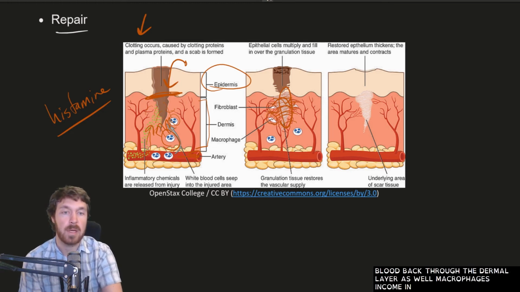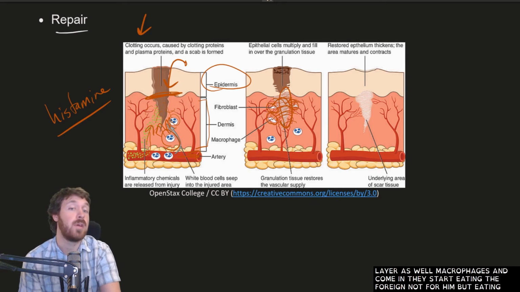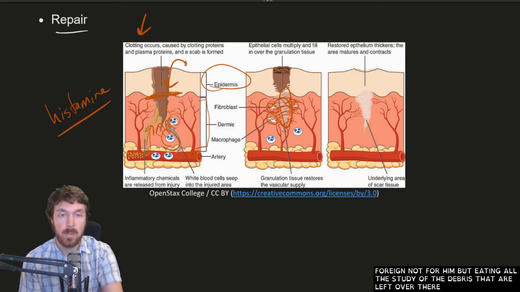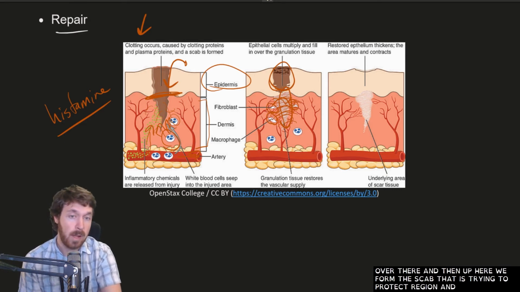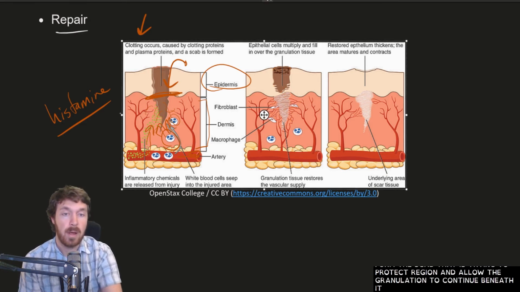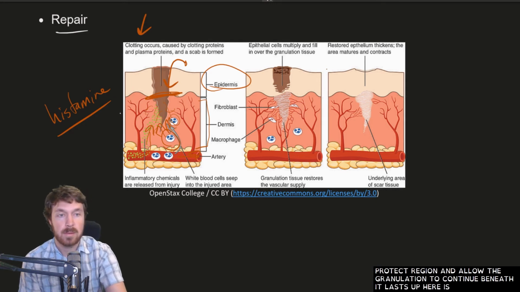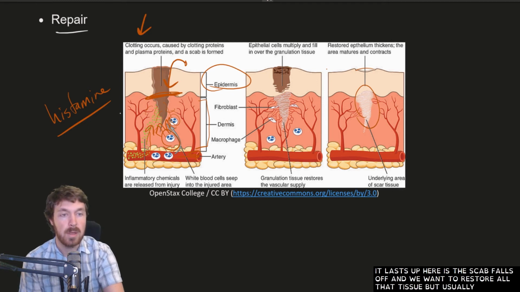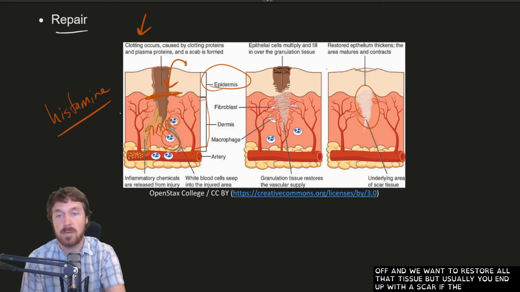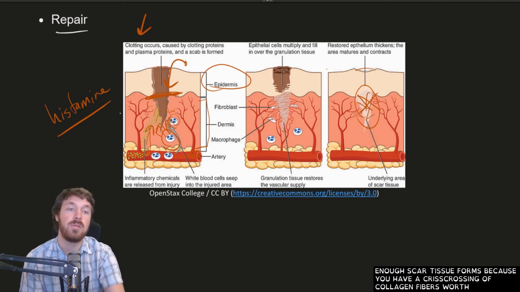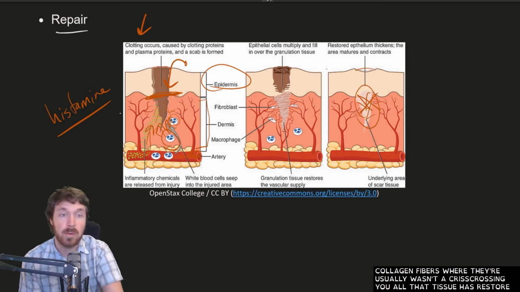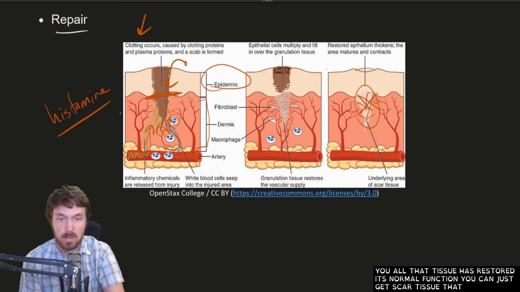Macrophages then come in and start eating all the cellular debris that is left over there. And then up here we form the scab that is trying to protect that region and allow the granulation to continue beneath it. Last step here is the scab falls off and we want to restore all that tissue, but usually you end up with a scar if the cut is severe enough. Scar tissue forms because you have a crisscrossing of collagen fibers where there usually wasn't a crisscrossing. Although that tissue has restored its normal function, you could just get scar tissue that remains there.